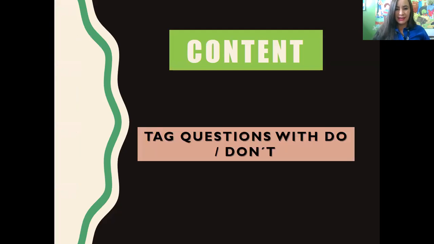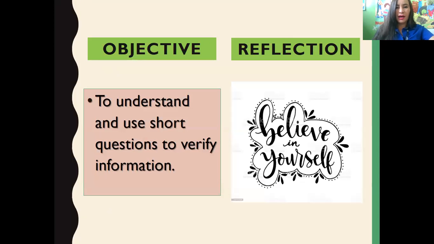Now, it's time to continue with the content. The content for today's class is tag questions with do and don't. As you remember, in the previous class, we studied tag questions with the verb be. Today, we're gonna continue talking about tag questions with do and don't. The objective, to understand and use short questions to verify information. The reflection is the same.